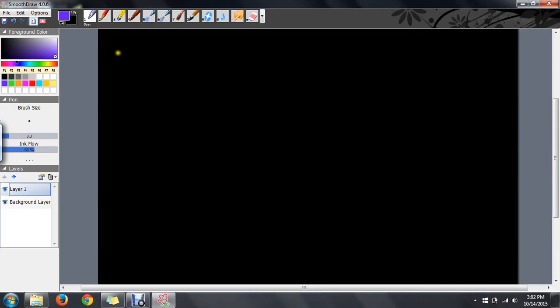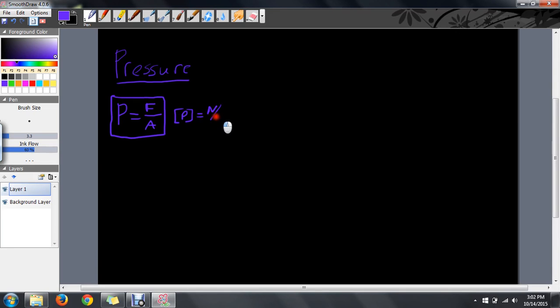So we're going to be talking about pressure. Specifically, hydrostatic pressure. If you remember, pressure is defined as a force distributed over an area. Therefore, the unit of pressure is a Newton per square meter, as it is force over area.